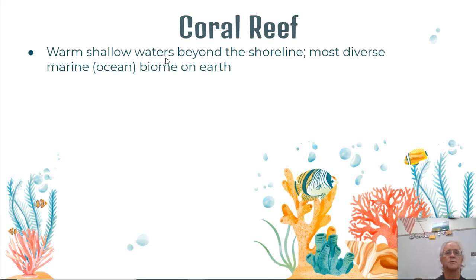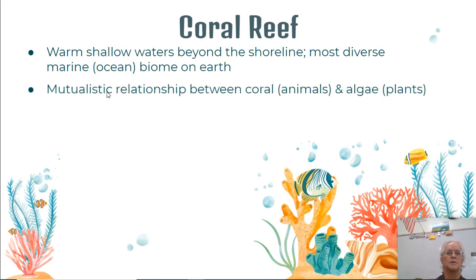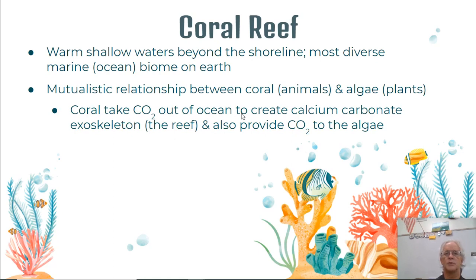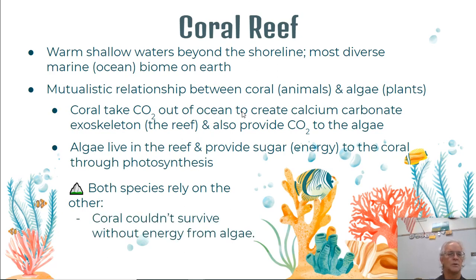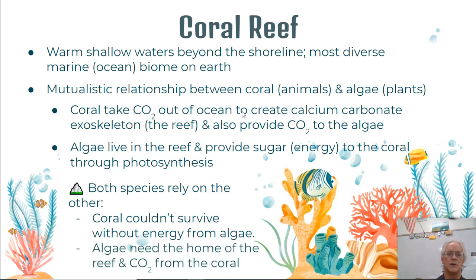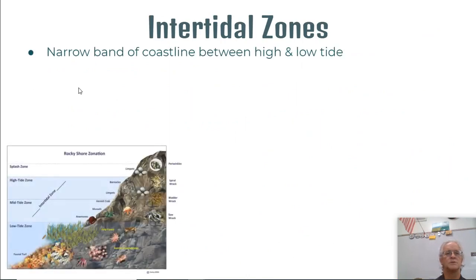A coral reef is warm, shallow water beyond the shoreline, the most diverse marine biome on Earth. There's a mutualistic relationship between coral, which are the animals, and algae, which are the plants. The coral takes CO2 out of the water to create calcium carbonate, which is the exoskeleton of the reef, and it also provides CO2 to the algae. The algae live in the reef and provide sugar to the coral through photosynthesis. Both species rely on each other, that's why it's mutualistic. Coral can't survive without the energy from the algae, and the algae need the home of the reef and CO2 from the coral.